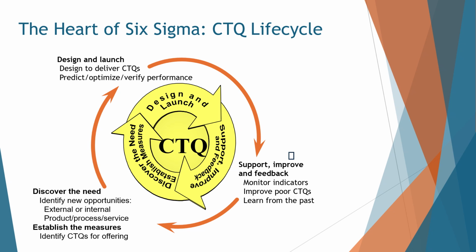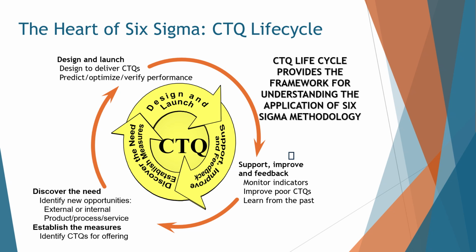So looking at the cycle itself, determining what variables are critical to quality for your customers, which is what CTQ stands for, you design and launch, you support, improve, and have feedback, and you discover the need, establish the measures. The CTQ Lifecycle provides the framework for understanding the application of Six Sigma methodology. And sometimes it's not even designing and launching a brand new product or service. It could be an existing product or service, and you're looking to improve it.